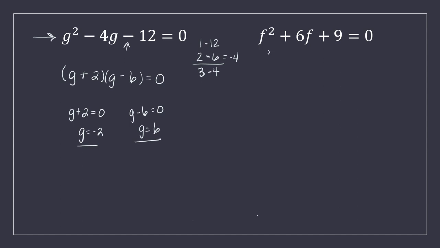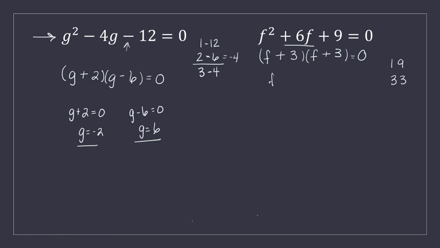Let's do this f one. So we're going to break this apart, and we're going to put an f at the beginning of each of the parentheses. Now I want to think about what factors of 9 add to be 6. So my choices are either 1 plus 9 or 3 plus 3, because 1 times 9 makes 9 and 3 times 3 makes 9. Clearly 3 plus 3 makes 6. So I'm going to put a 3 and a 3, and then I want this to be positive, so I'm going to say f plus 3 and f plus 3.